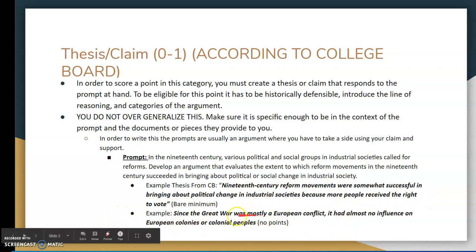A bad one, or one that scores you no points, is something like this. Since the Great War was mostly a European conflict, it had almost no influence on European colonies or colonial peoples. This shows that they probably didn't understand the prompt, or they weren't trying.